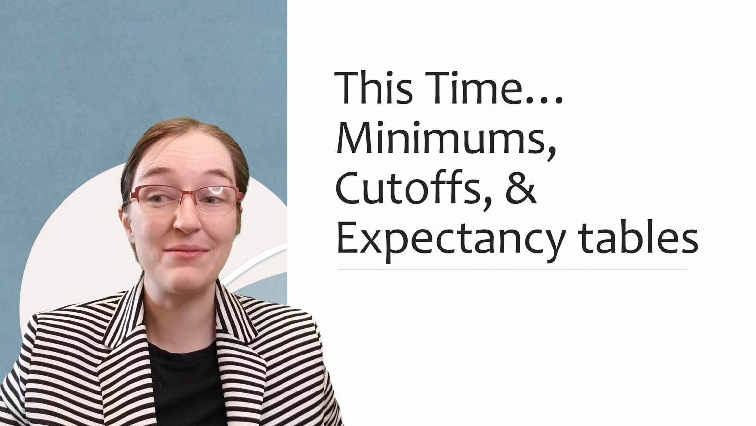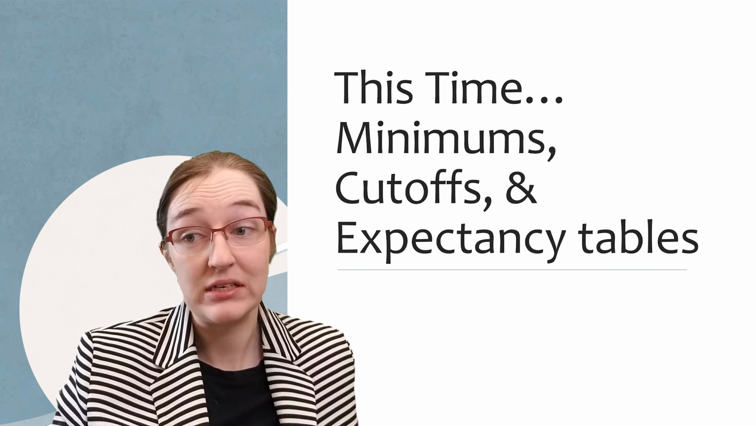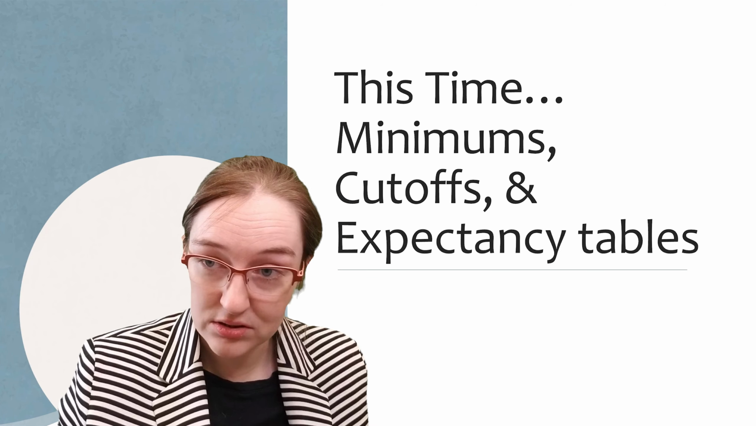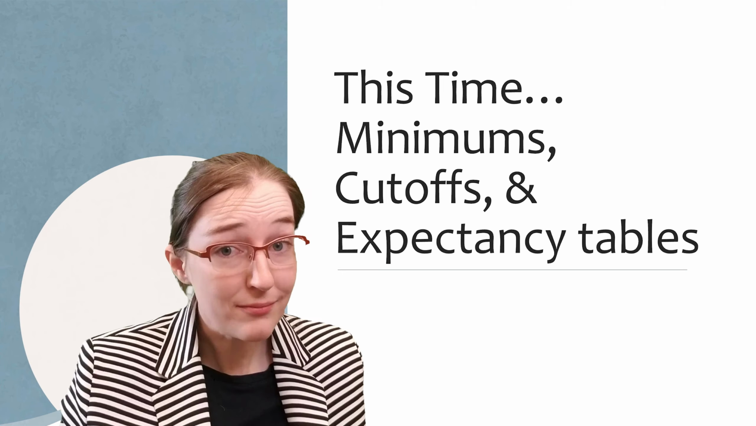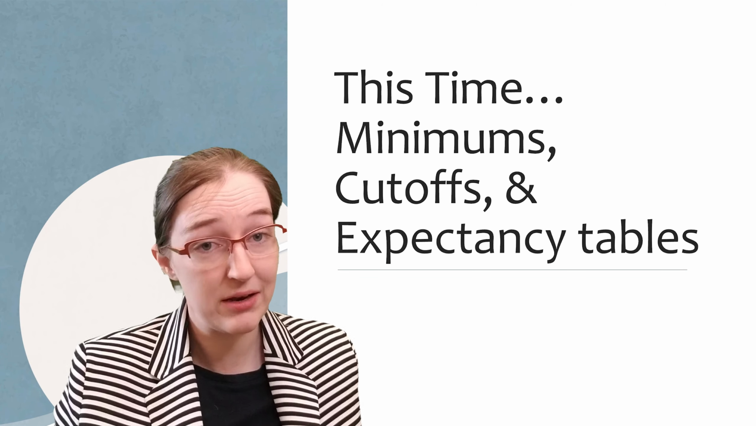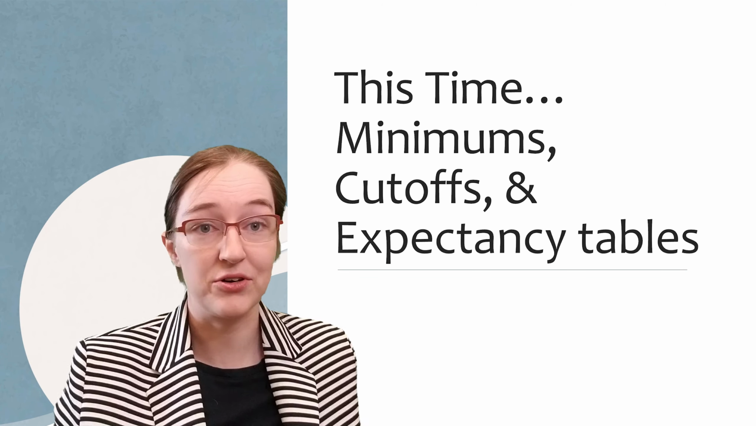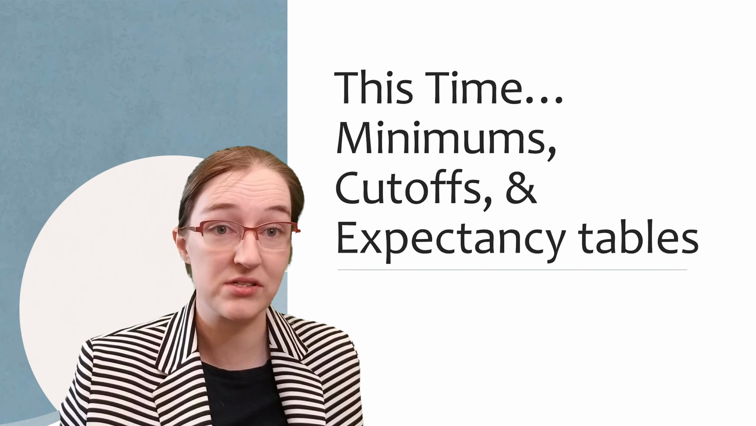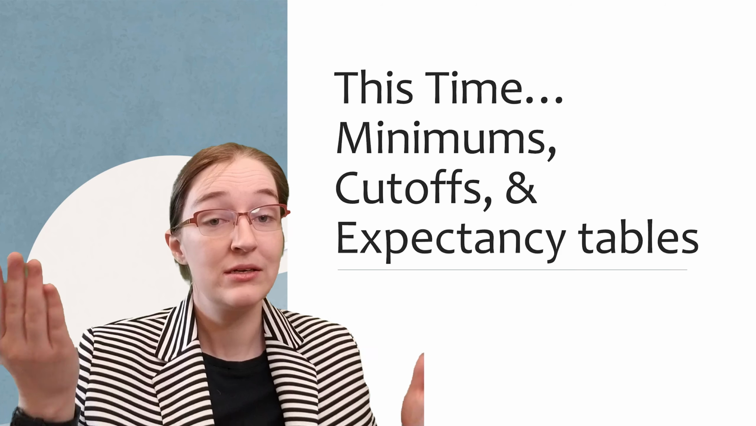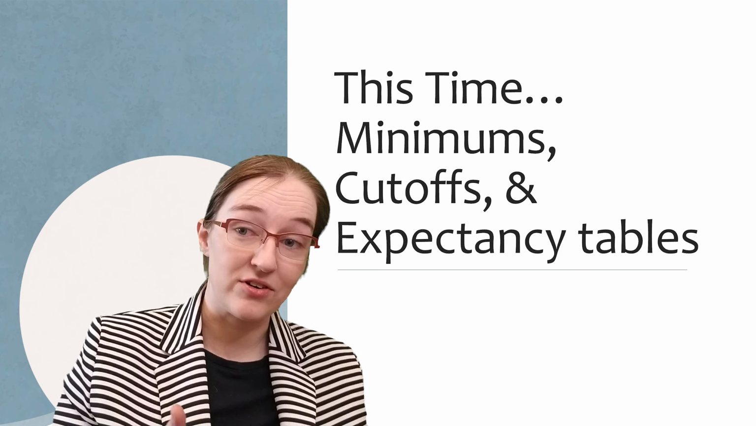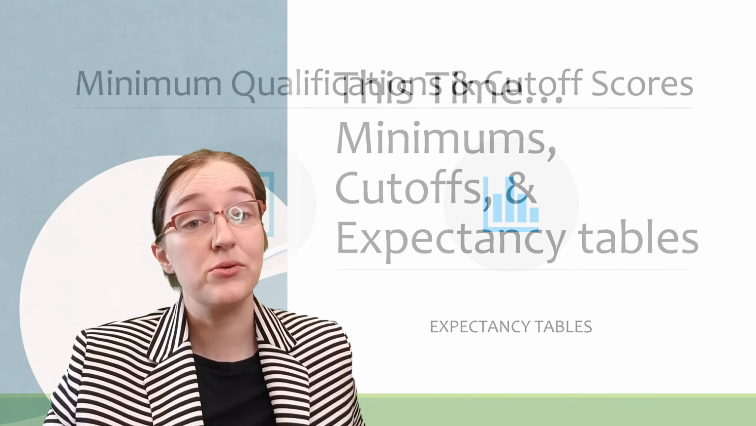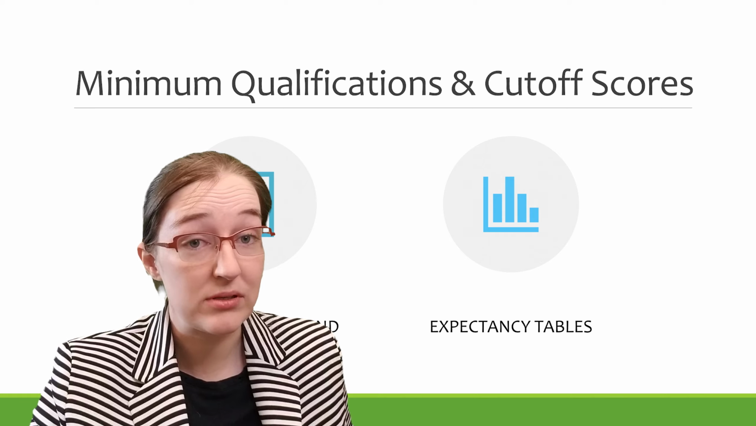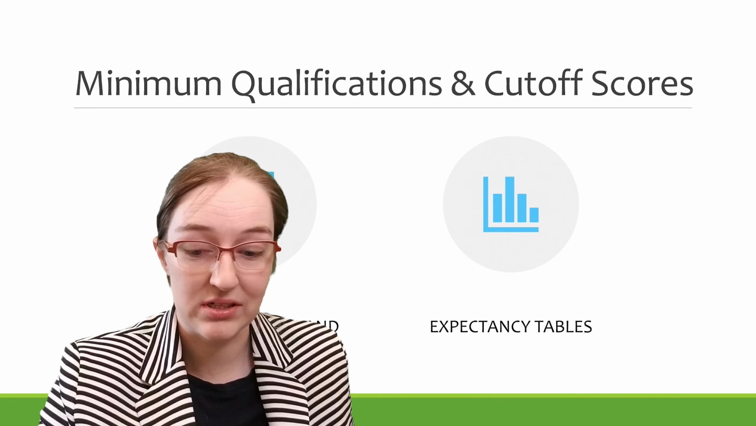So, anyway, this time we're going to talk about minimums, cutoffs, and expectancy tables. Essentially, because last time, as you may have recalled, hopefully, I talked about how for domain reference testing and criterion reference testing, you often will have to make a judgment on whether someone knows enough or not. Like, what is the cut point for an A versus a B and things like that. And so here I'm going to talk about one way to look at these to develop cut points. And we'll talk about expectancy tables and a couple other things.